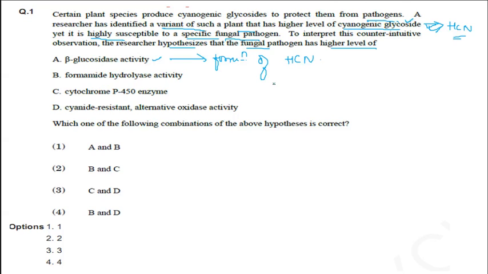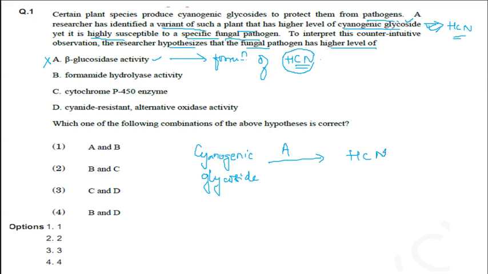Okay, so I write here cyanogenic glycoside. When this enzyme will act, then in that case hydrogen cyanide will be produced. So when it is produced, then there will be no fungal growth, but here fungal growth is occurring. So this enzyme is not the correct option.